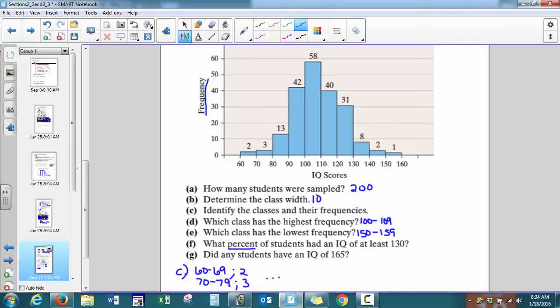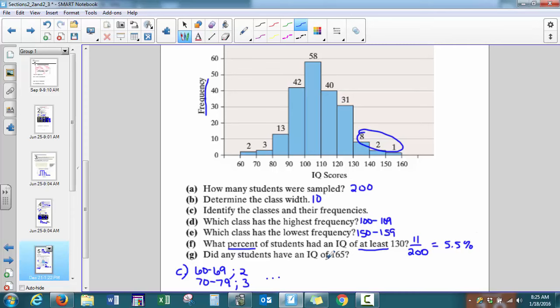What percent of students had an IQ of at least 130? At least means a minimum of 130. So this is 8 plus 2 plus 1, which will give us 11. But remember, this is a frequency. It's not a percent. So 11 out of 200. 200 represents everybody. Just like we find relative frequencies, we take our frequency and divide it by the total amount of numbers, which will give us about 5.5%.